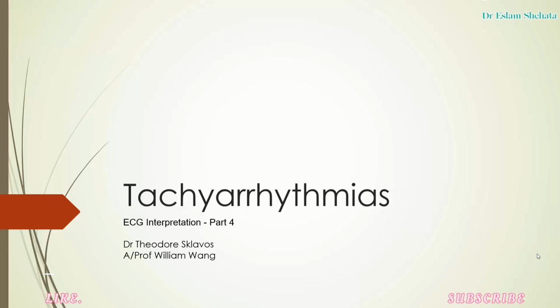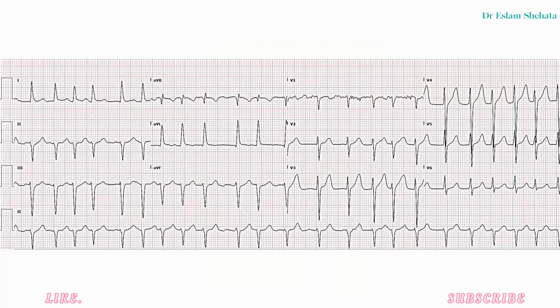Lecture series. This is part 4 on tachyarrhythmias. Okay, so you're faced with a deteriorating patient and this ECG. How do you interpret it in order to guide your management for this patient?